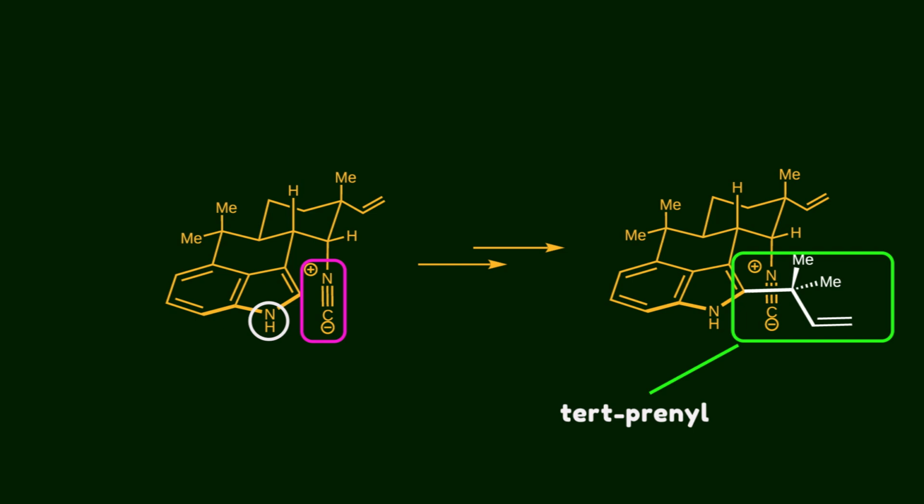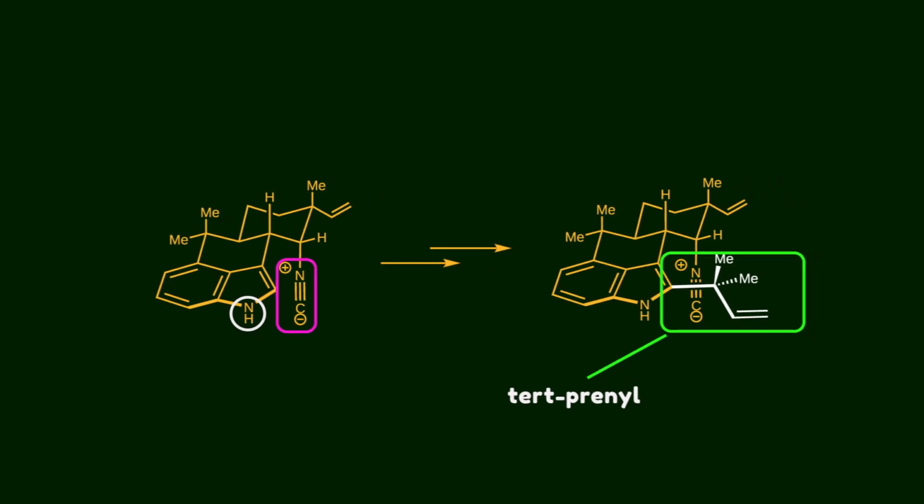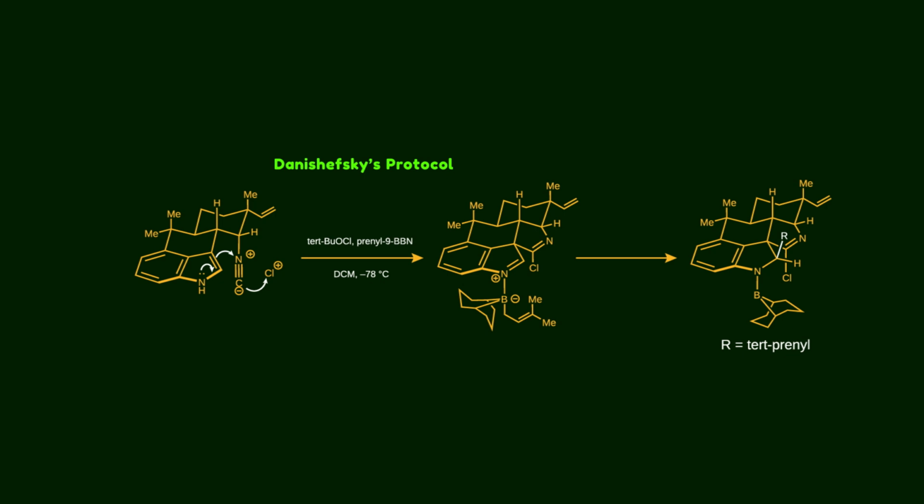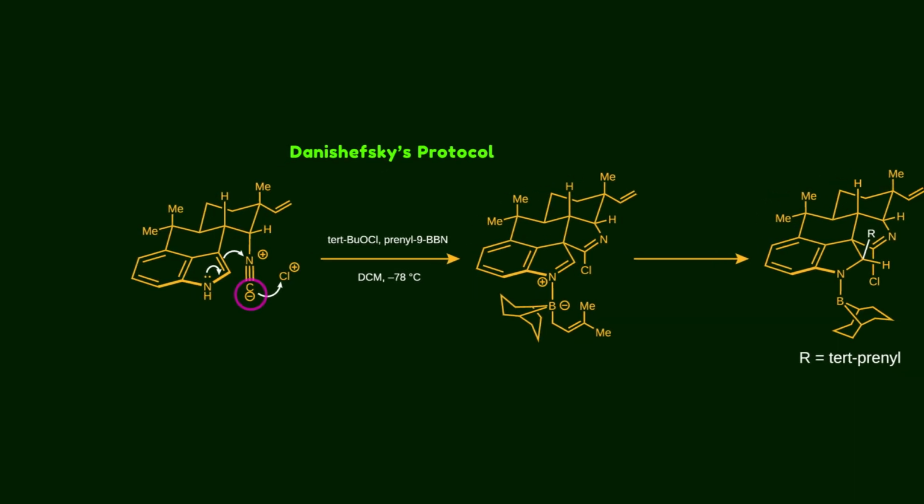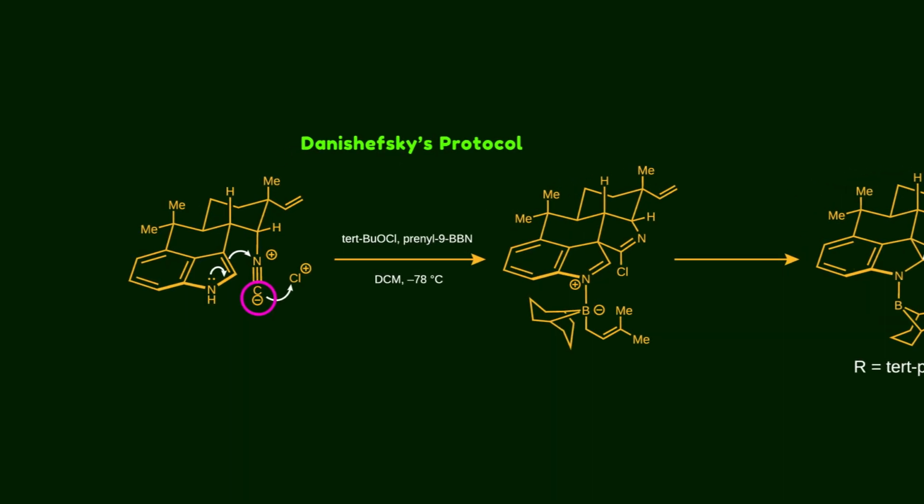Now let's see how Baran's group got around these challenges by using the right strategy. They used Danishefsky's protocol, in which the nucleophilic carbon atom in the isocyanide is chlorinated by tert-butyl hypochlorite. This triggers a sequence of reactions in which the free position of indole attacks the nitrogen atom of the isocyanide, followed by addition of the prenyl 9-BBN as a prenylating reagent to the resulting imine.